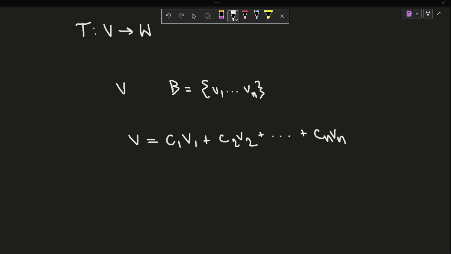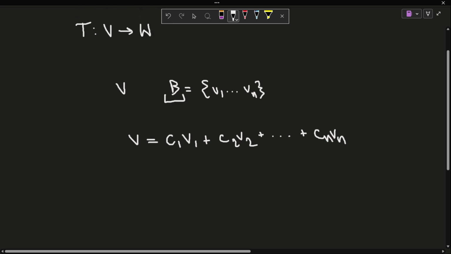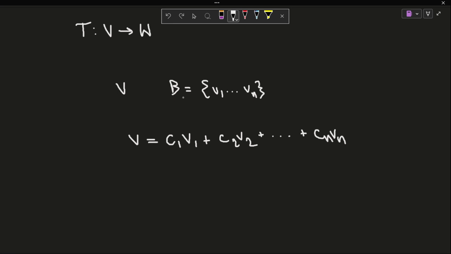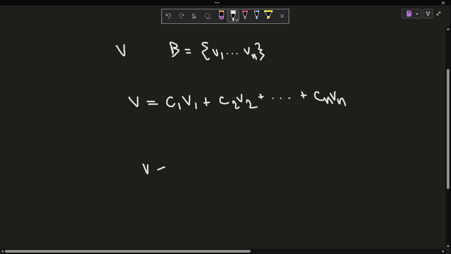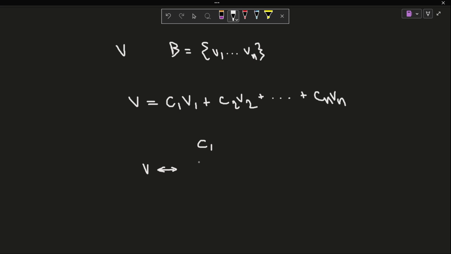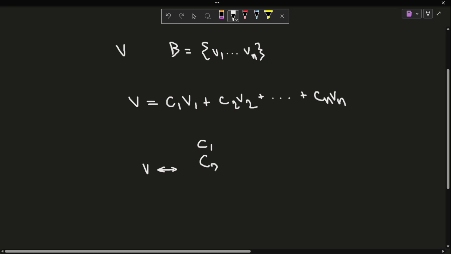This basis might not be the standard basis, so we need a way to notate that this representation of the vector isn't in the standard basis. We're going to use a double-sided arrow notation: v is going to be c1, corresponding to the first vector in the basis, c2, and we're just going to keep going all the way to cn. This shows how much of each vector in the basis we need.